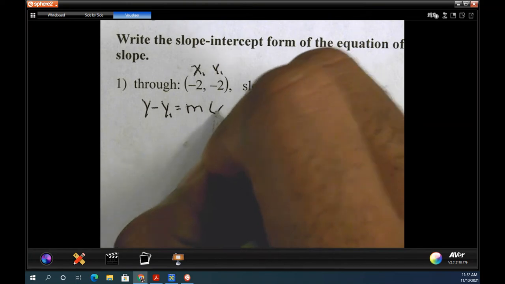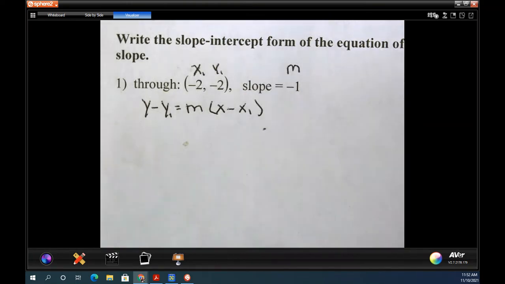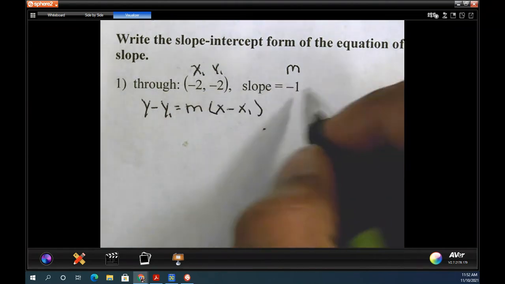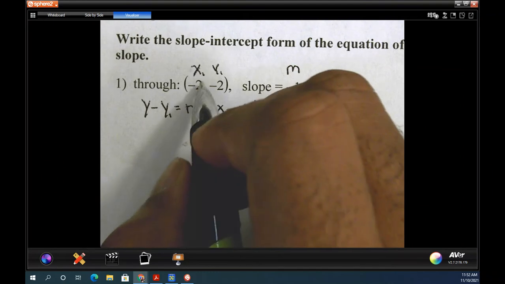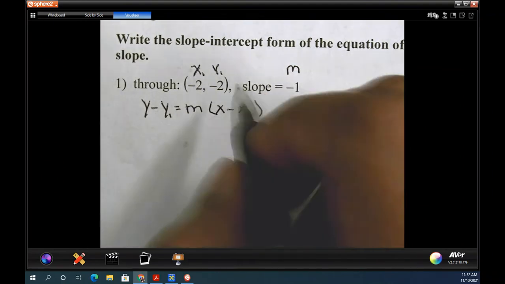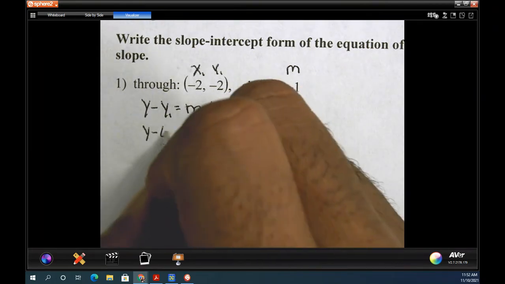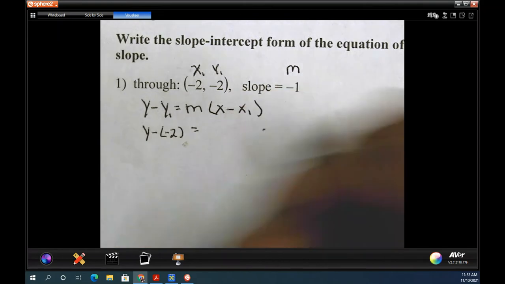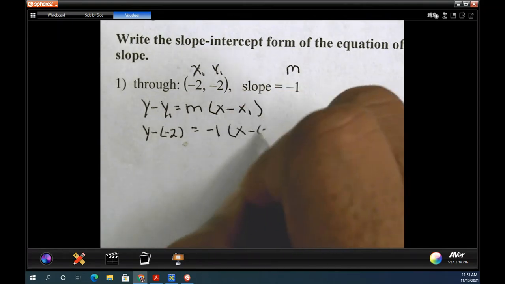All of this, just like I'm doing. X minus x sub 1. Plug in the points to the correct spot. I was helping one young lady yesterday, and all of a sudden she gets it when she writes the points down on her paper too. Oh, that's where that goes. So this is y minus negative 2 is equal to negative 1 times x minus negative 2.